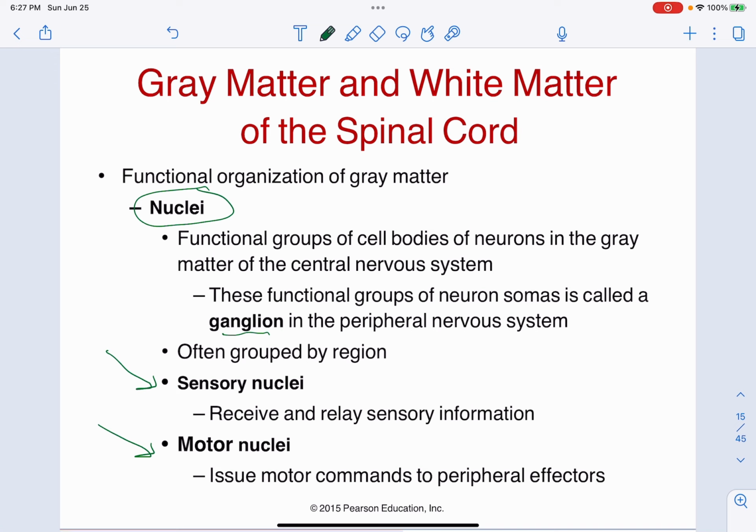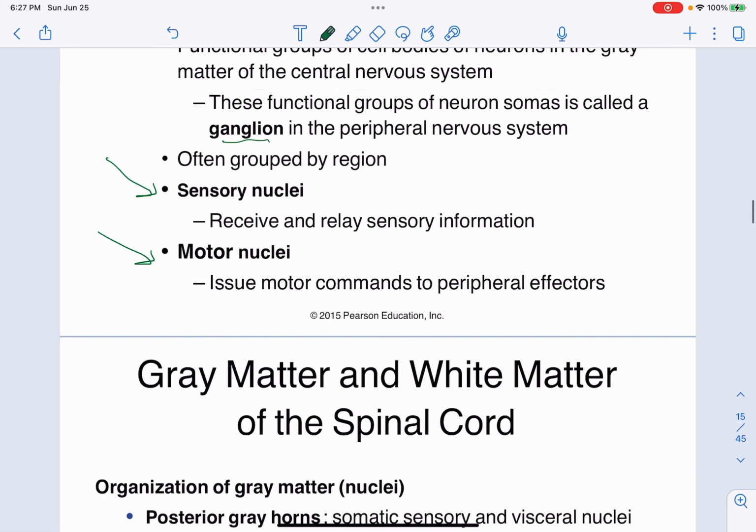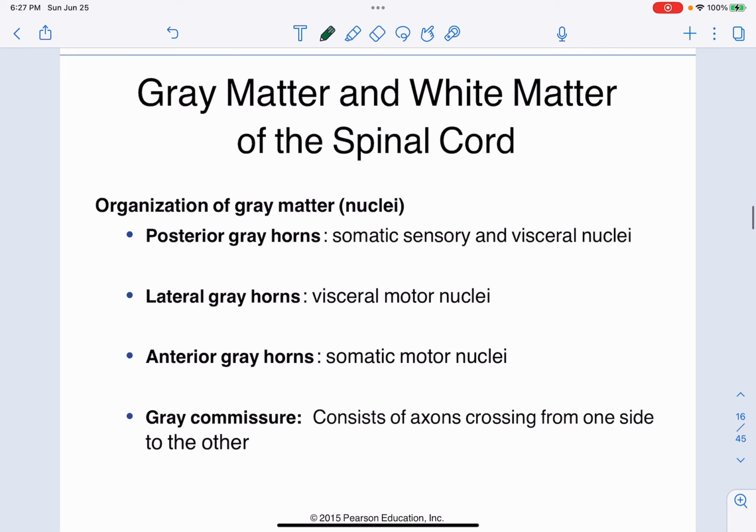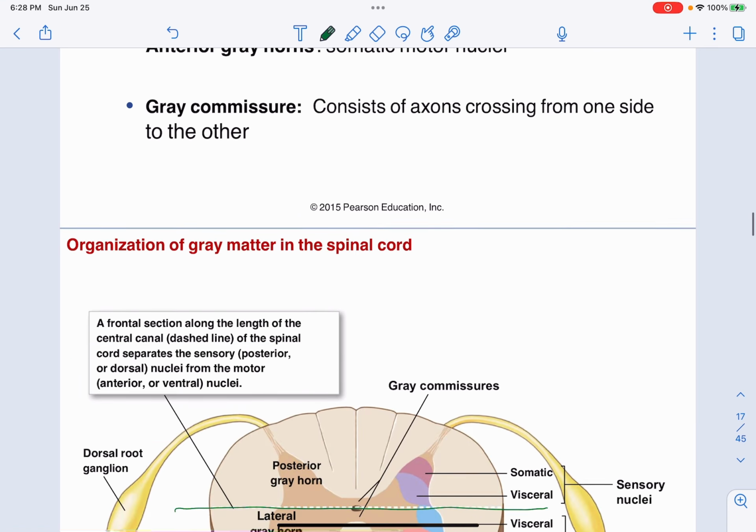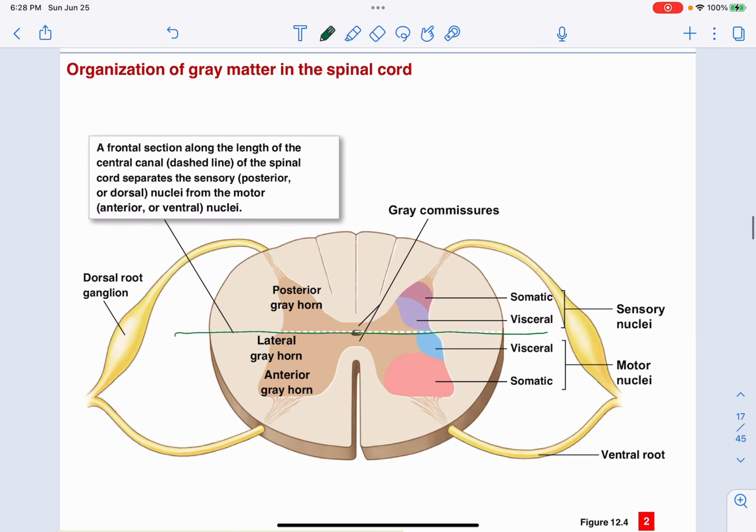And then there's going to be motor nuclei, which are going to be grouped together also to issue motor commands. All right, on this next slide, I have a lot of terms here, but what I want to do is take you to a picture of it first, and then we'll look at the terms, and it should all make a lot more sense. So this is a cross-section, again, of the spinal cord, okay?